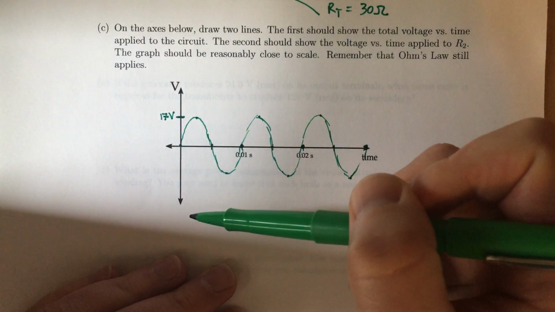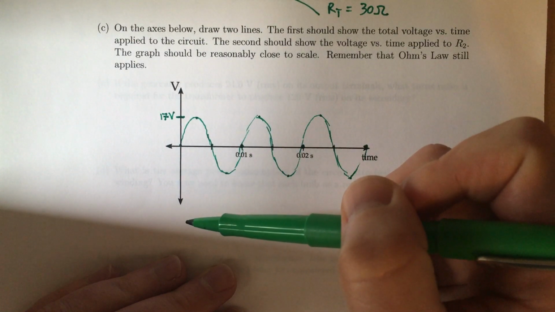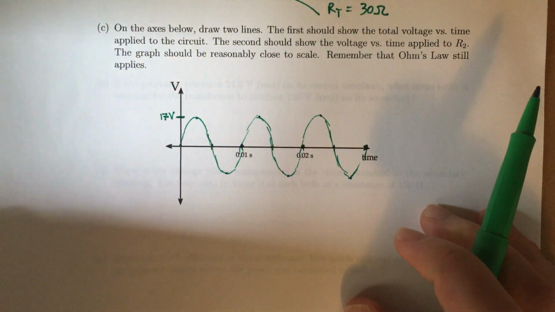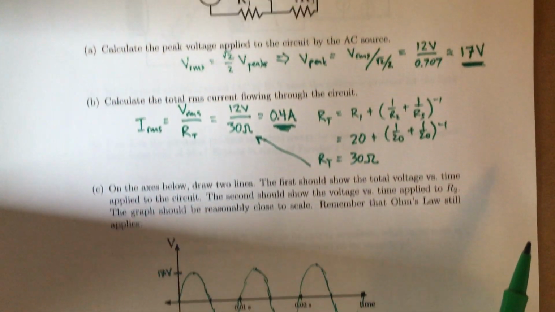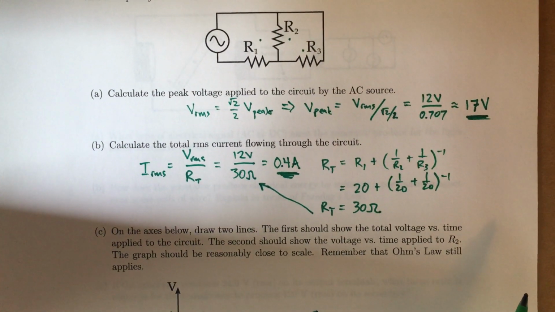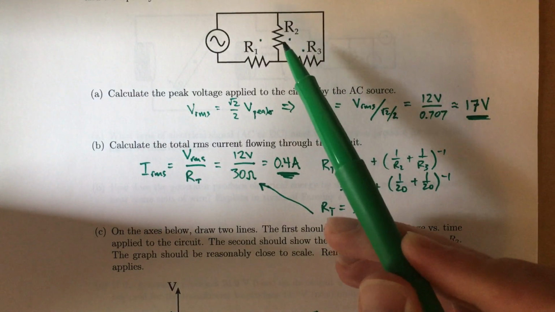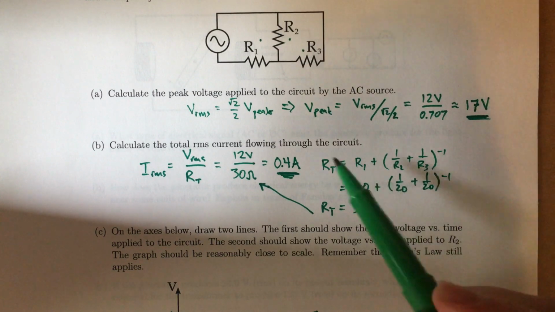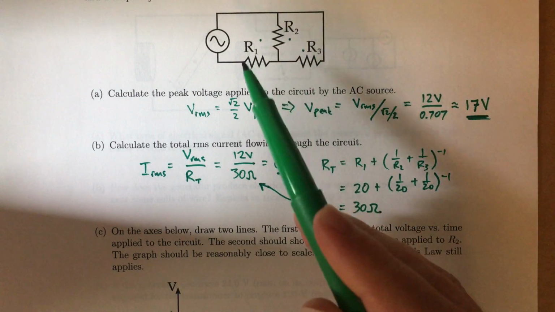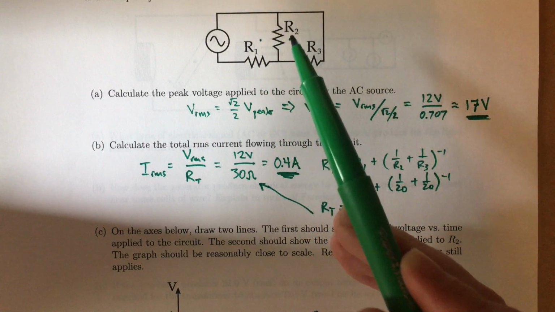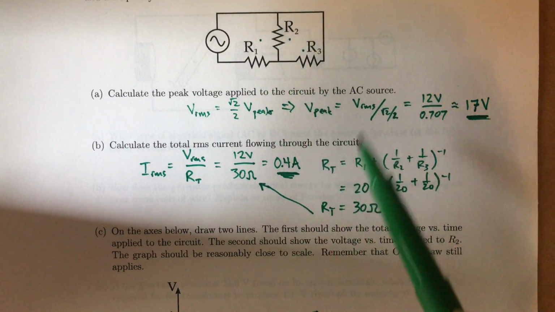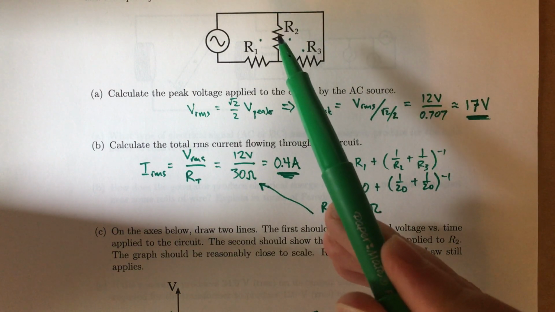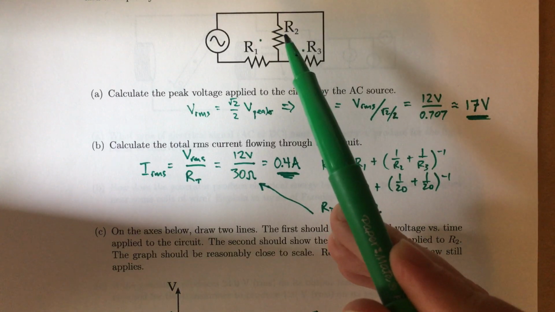And then in part B, what we found was the total resistance and then RMS current. So if we go back up to the diagram, we can look at that and say, okay, remember the R2 and R3 had 10 ohms together in parallel, and that 10 ohms is in series with this 20 ohm resistor here. So in terms of the voltage dropping across R2, the one that we're interested in for part C, that's going to be 1/3 of the total voltage applied to the circuit at any moment in time.